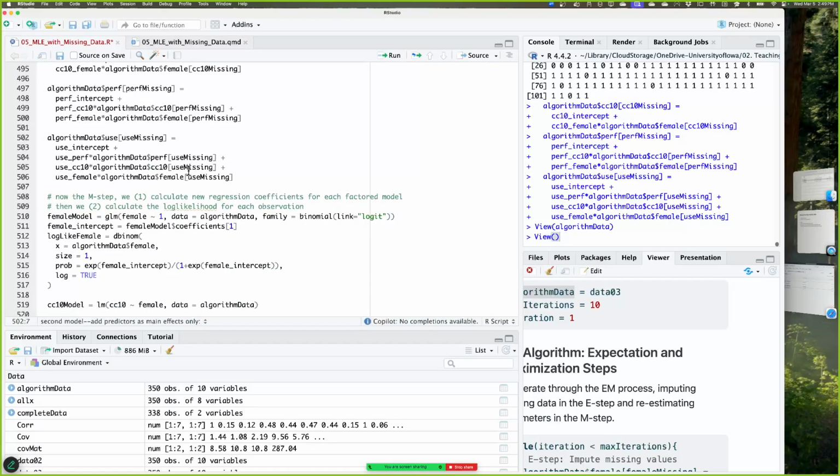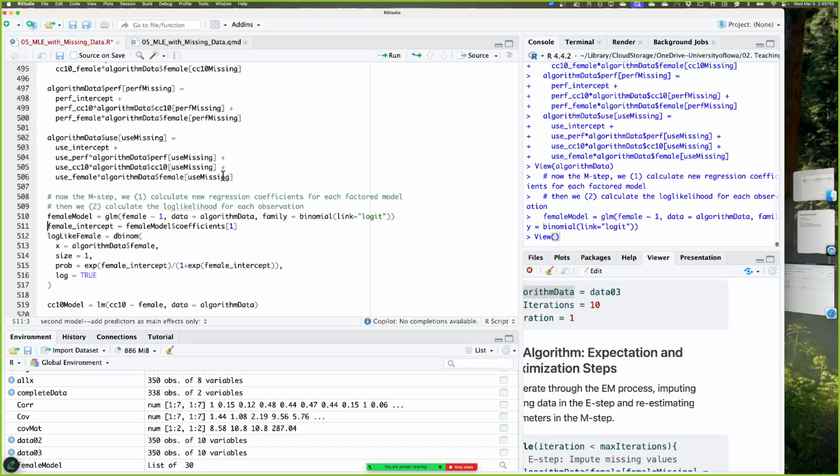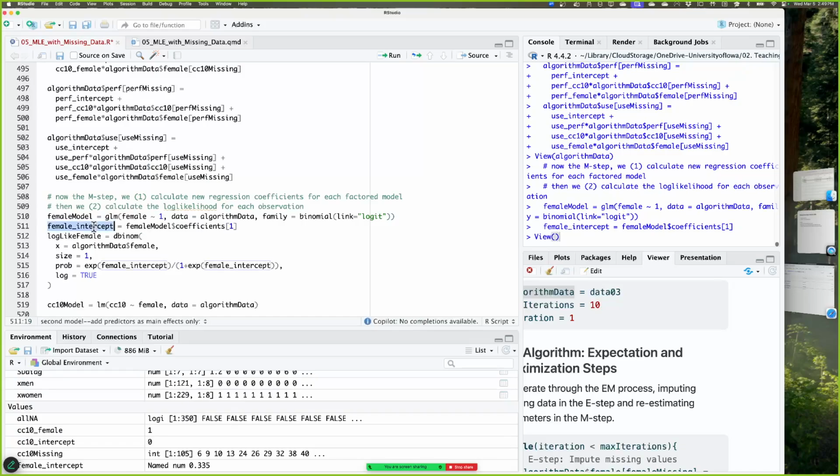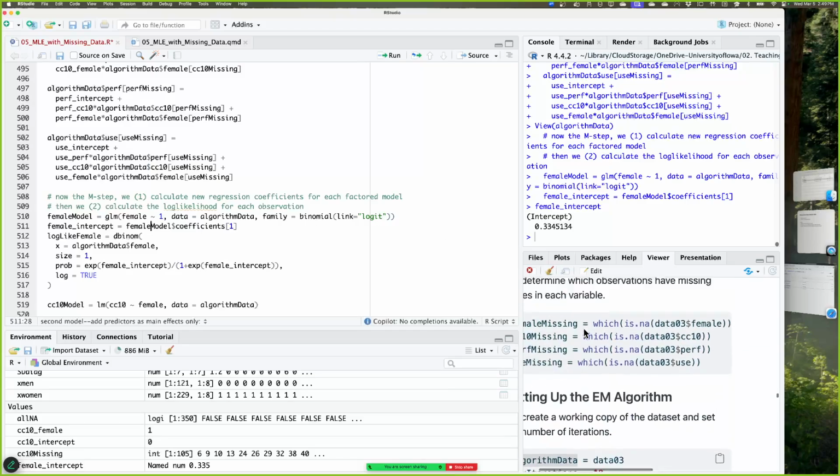So now we've done the E step. Let's do the M step. In the M step, we calculate our logistic regression for female first, and we can take a look at our intercept. Our intercept is actually 0.33. That's what it's estimated to be for this iteration. Now, one thing I need to do is calculate its log likelihood, because I want to show you the joint log likelihood that comes from the factored regression.